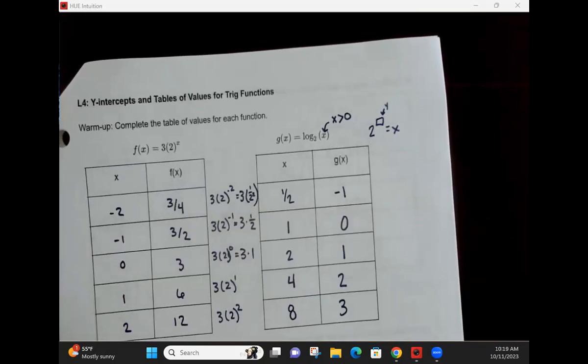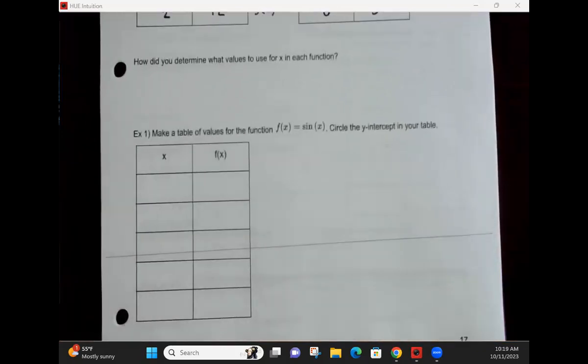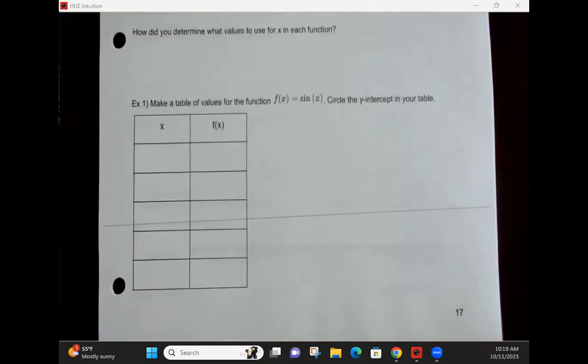So with that in mind, I want to talk about making a table of values for some of our trigonometric functions. So we're going to start with sine of x. Okay, let's consider the function f of x equals sine of x. Okay, we're going to make a table for this. And then we're going to determine if we've got a y-intercept in our table. If we are talking about using sine of x as our function, let's talk about what might be good values to use for x.